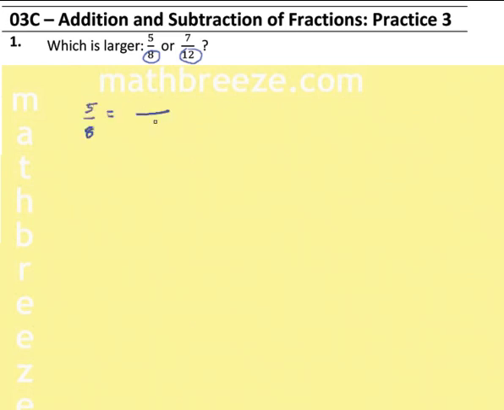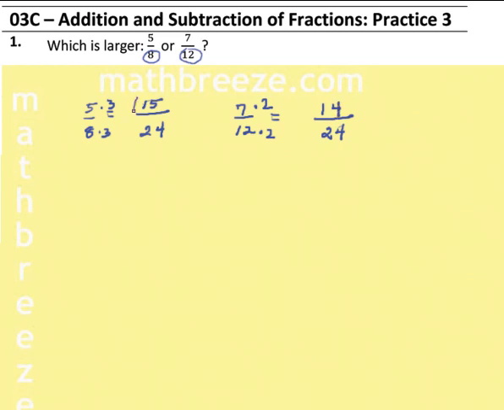5/8 change to a fraction with denominator 24. Well, 8 times 3 is 24, so multiply the numerator by 3 as well. And so 5/8 is equal to 15 over 24. And now 7/12. Change to a fraction with denominator 24. 12 times 2 is 24, so let's multiply the numerator by 2. 7 times 2 is 14.